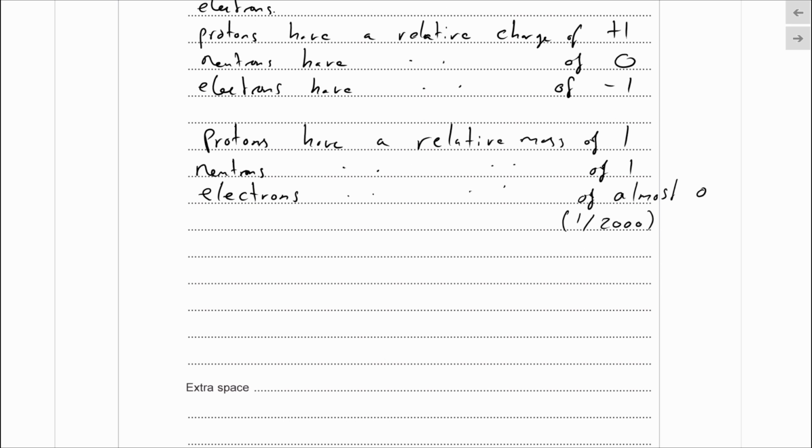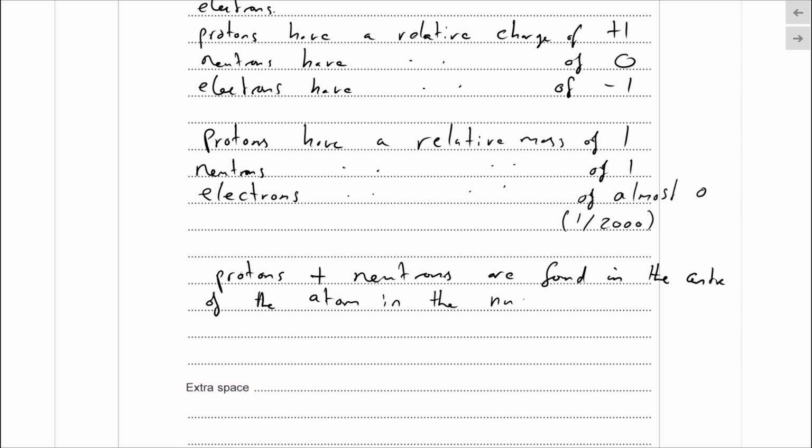Okay, and then finally the arrangement. I'm going to say that protons and neutrons are found in the center of the atom, in the nucleus. Okay, electrons are found in shells or energy levels surrounding the nucleus.